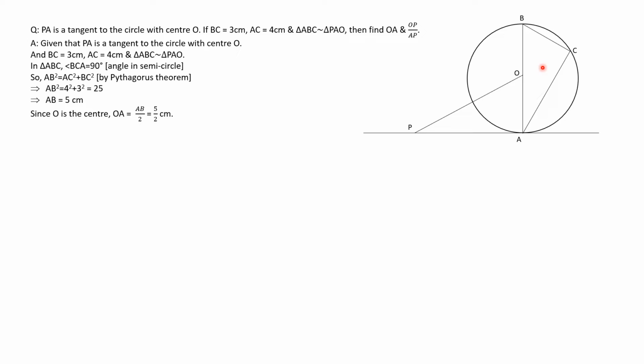Since O is the center of the circle, OA is nothing but AB by 2, which is nothing but 5 by 2 cm. Also, given that triangle ABC is similar to triangle PAO, we can write AB by AC equals OP by AP, or OP by AP is nothing but 5 by 4. Thus, OA equals 5 by 2 cm and OP by AP equals 5 by 4 is the answer.